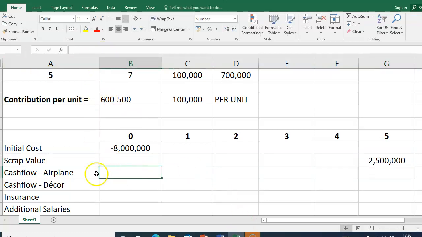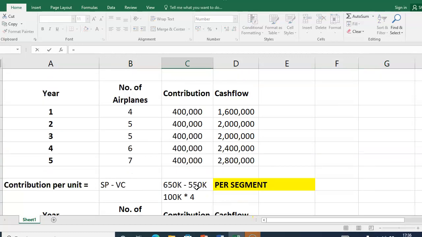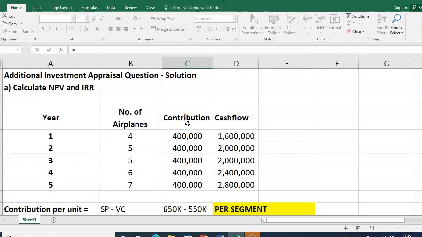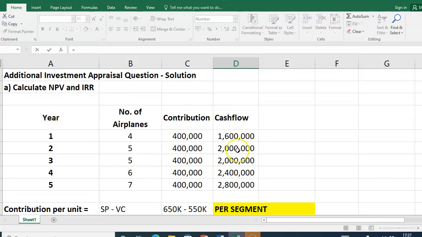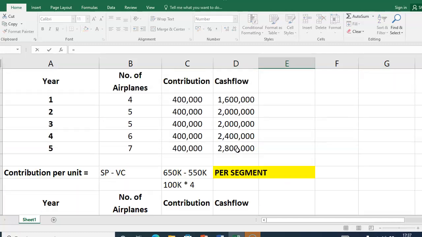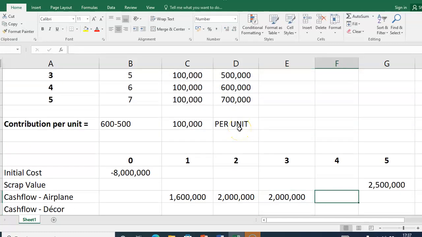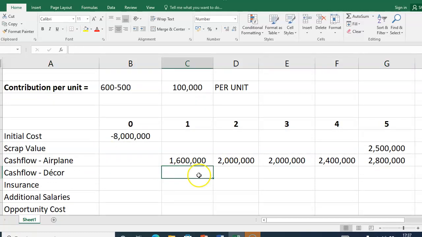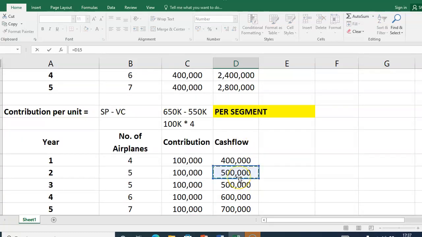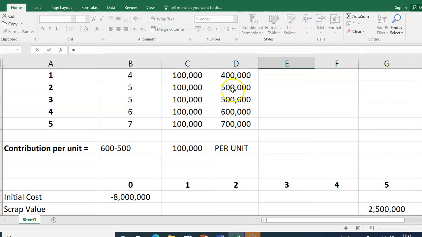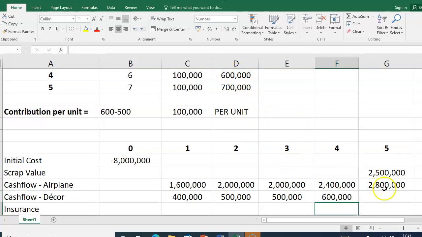The next thing we're going to include is the cash flow that we're going to receive from the segments associated with the airplane. Year 1 is 1.6 million. Year 2, 2 million. Year 3, 2 million again, all calculated in our previous working. Year 4, 2.4, and year 5, 2.8. We can then include the cash flow from the decor, that was in our previous working, so 400,000 in year 1, 500,000 in year 2, and so on and so forth. So we're just dragging down those figures that we've just calculated, so nothing new there.